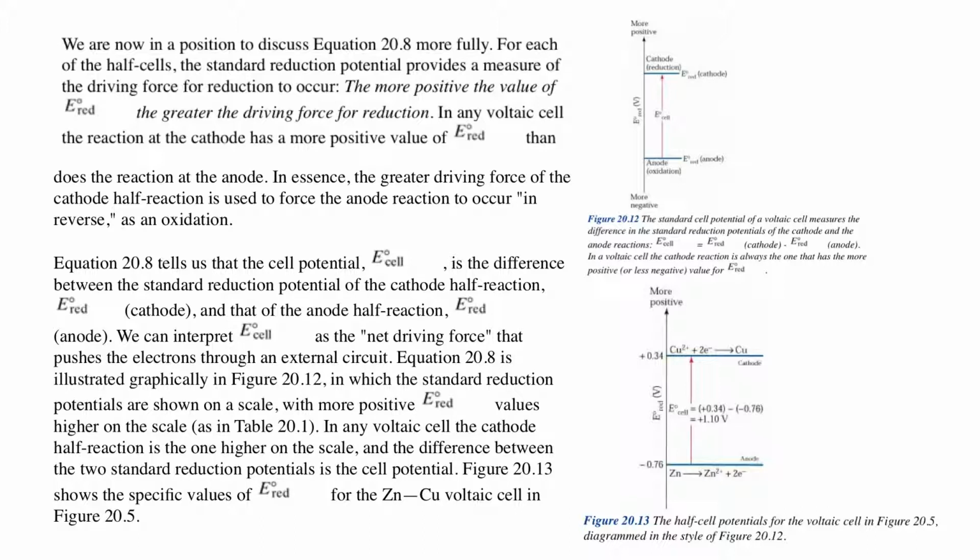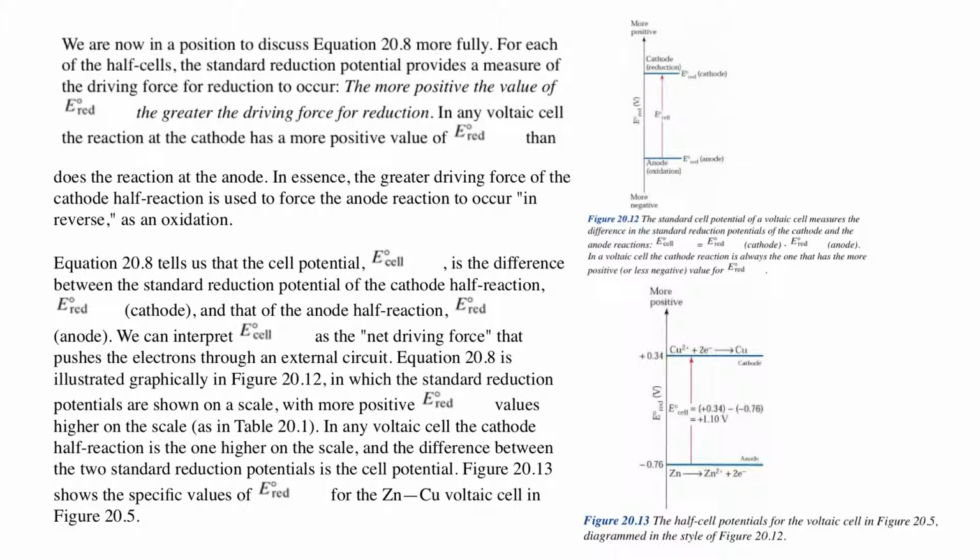Equation 20.8 tells us that the cell potential is the difference between the standard reduction potential of the cathode half reaction and that of the anode half reaction. We can interpret the standard cell potential as the net driving force that pushes the electron through the external circuit. Equation 20.8 is illustrated graphically in Figure 20.12, in which the standard reduction potentials are shown on a scale, with the more positive standard reduction values higher on the scale.